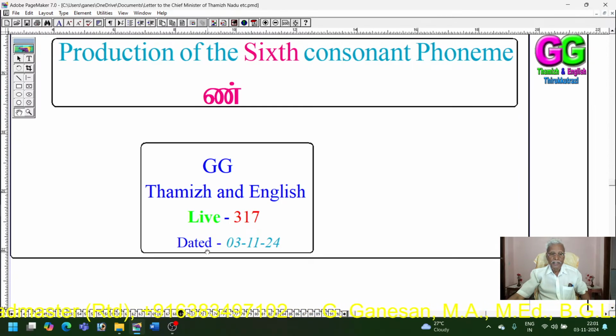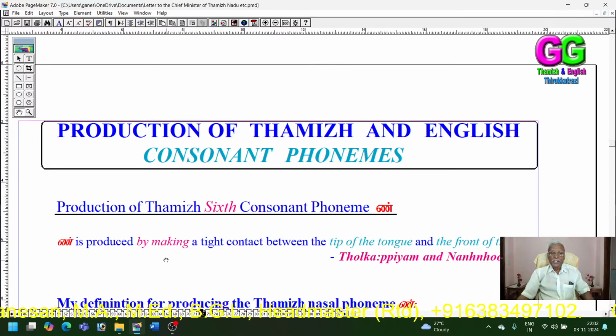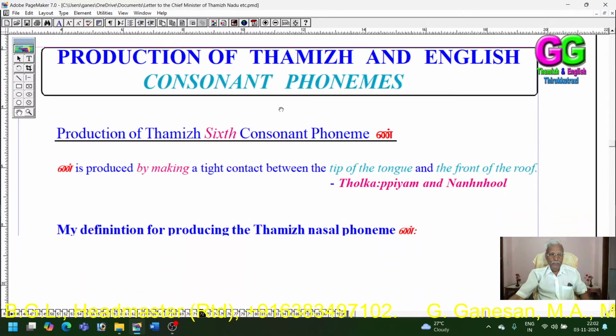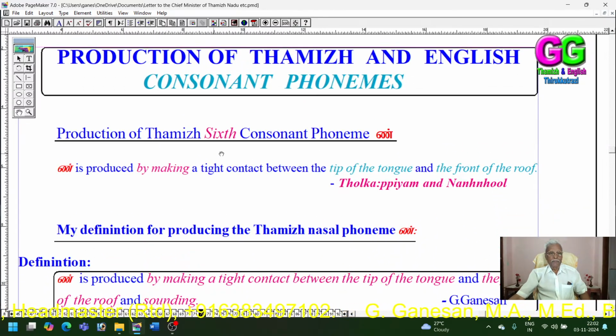Lecture 317, dated 3/11/2024. Production of Tamil and English consonant phonemes. Production of the Tamil sixth consonant phoneme, ன.